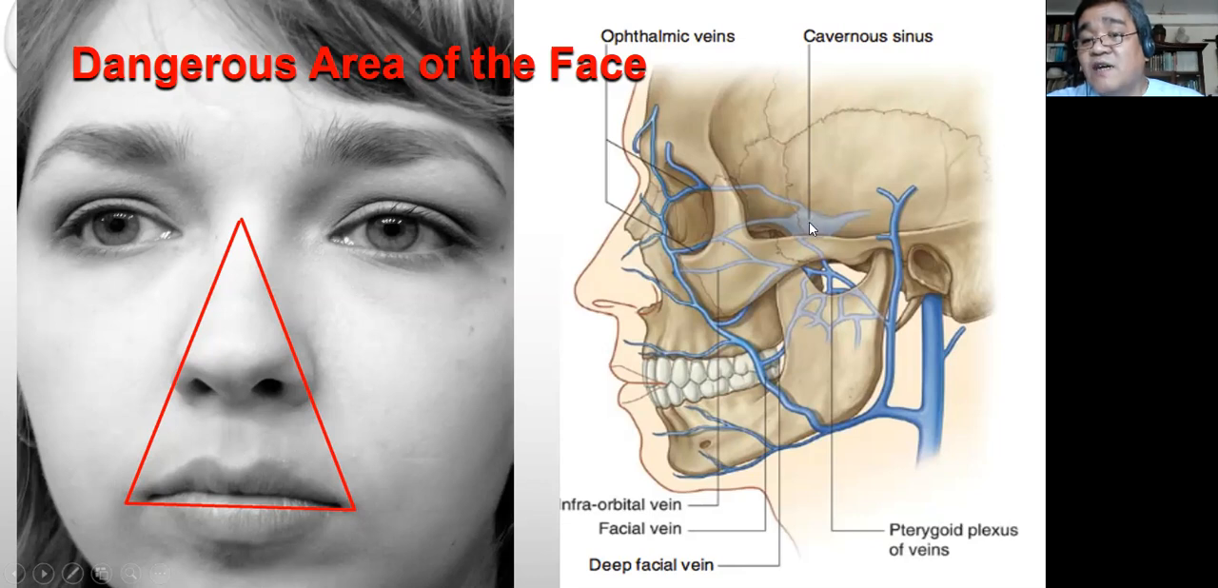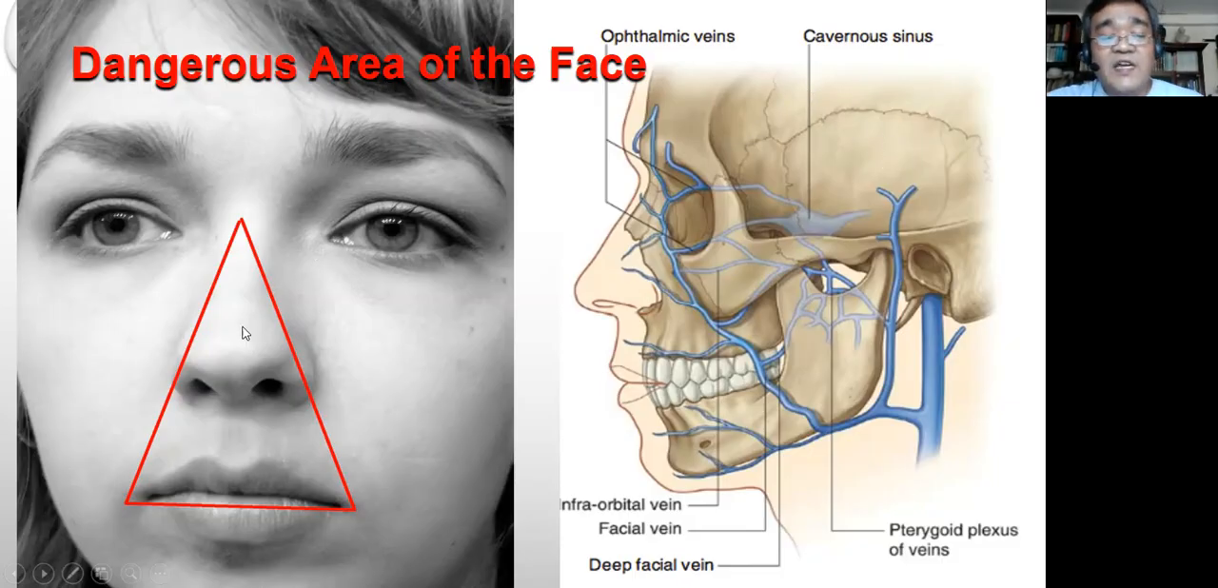and can cause a thrombosis in this area, causing what is known as cavernous sinus thrombosis, which can present with paralysis of some of the facial muscles. Or worse, the infection that can travel in this area can cause a brain abscess.